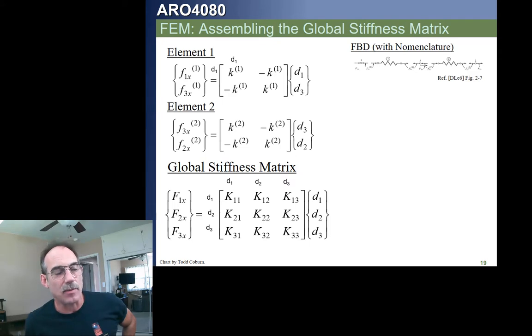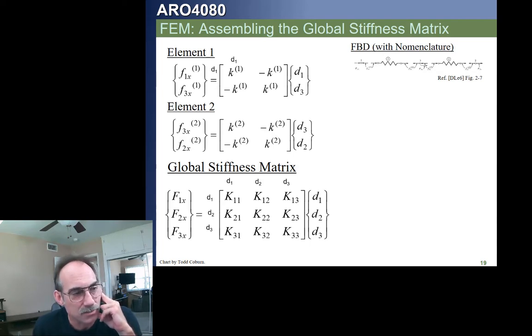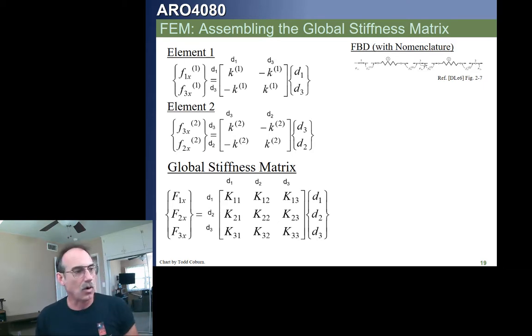Now, we don't actually have to make this incremental 1, 2, 3. This could be 1, 5, 7. But whatever we do, we need to keep consistent nomenclature with our elements. So let's say we're going to populate our global stiffness matrix 1, 2, 3 and 1, 2, 3. These two have to be the same. With that said, we see element 1 is going from 1 to 3, and element 2 is going from 3 to 2. Notice it's not going from 2 to 3. It's going from 3 to 2 based on our global coordinate system.